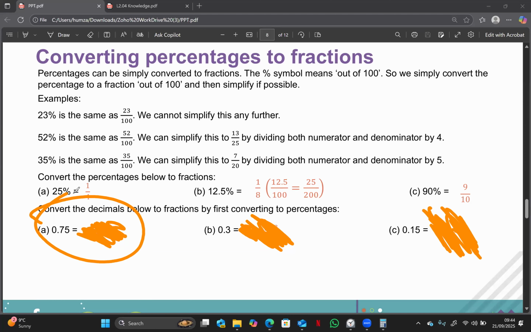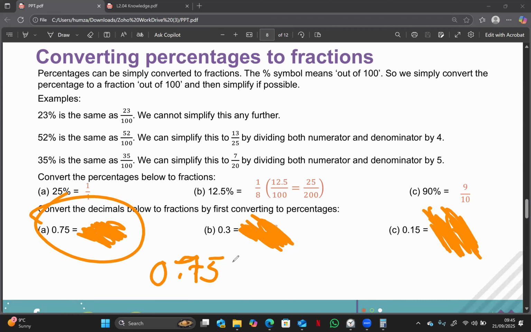A, 0.75. First, we need to convert this into a percentage. How do we convert this into a percentage? You guys both told me about this. 0.75 divided by 100. No, no, no. We need to do two steps because it's a decimal. How do we convert a decimal into a percentage, not a fraction? You guys did it before.